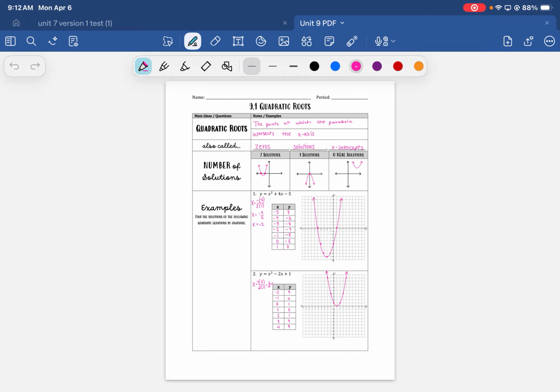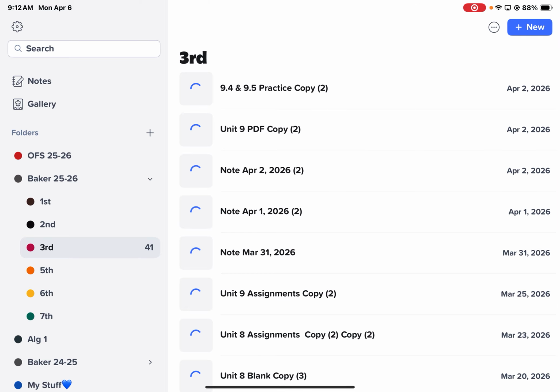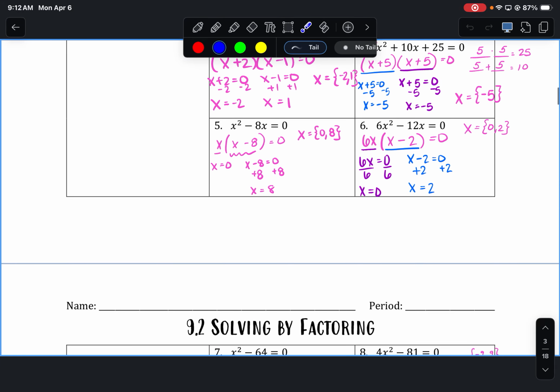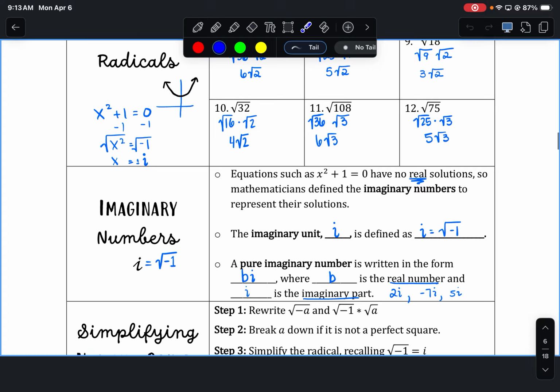Yes, ma'am. Okay, did you use your parentheses? Did you put a square root in it? Okay, let me look. You gotta use the parentheses on the outside of that one.